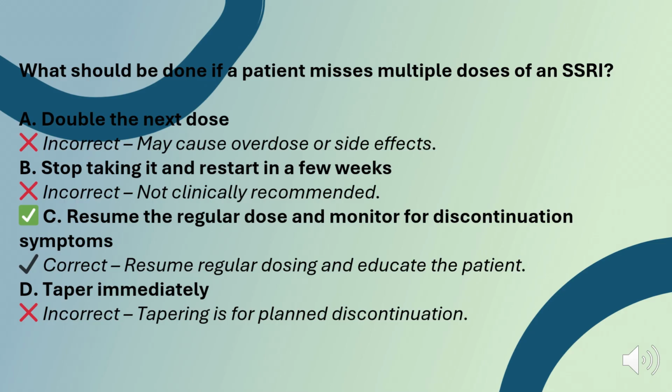That doesn't make sense. C, resume the regular dose and monitor for discontinuation syndrome. That's correct. You want to resume regular dosing and educate the patient. Taper immediately, and we already talked about that. Tapering is for planned discontinuation. That doesn't even make sense.